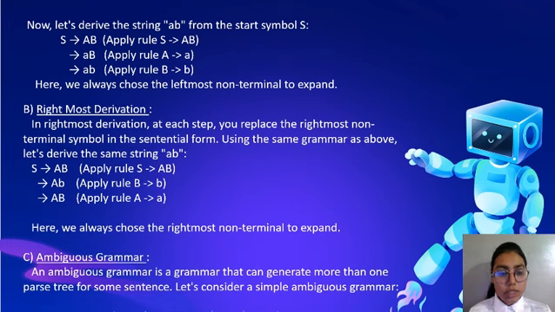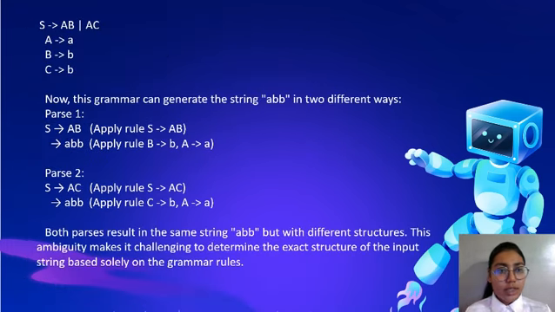The third one is ambiguous grammar. An ambiguous grammar is a grammar that can generate more than one parse tree for some sentence. Let's consider a simple ambiguous grammar. Now this grammar can generate the string ABB in two ways.